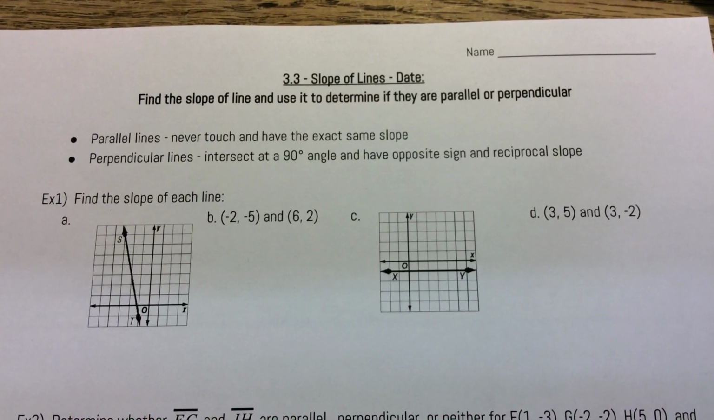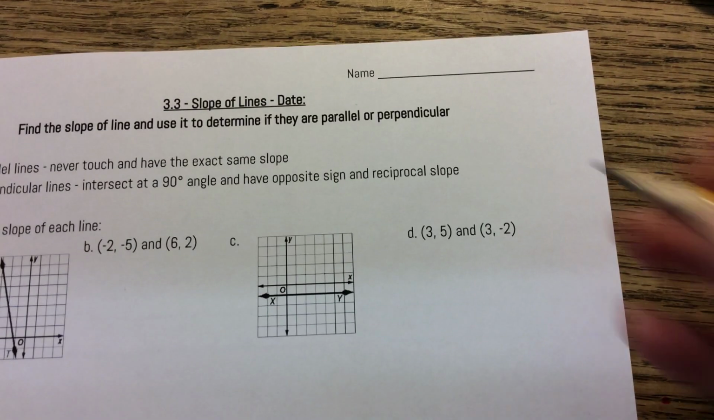Alright, we're looking at slope of lines today. This should be a review from Algebra 1. So we're going to look at the slope and determine if they are parallel or perpendicular lines. Parallel lines never touch and have the same slope. Perpendicular lines intersect at a 90-degree angle. They have opposite sign and reciprocal slope.